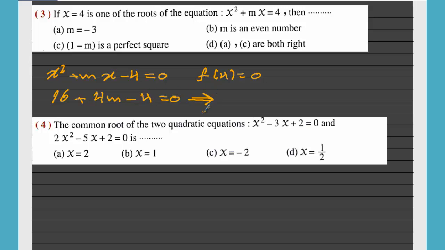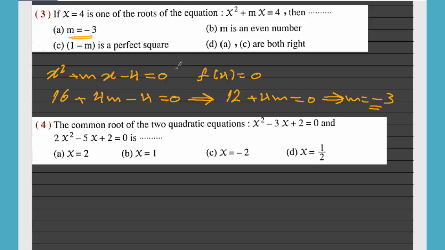It means 16 minus 4 is 12, plus 4m equals 0. So 4m equals negative 12. Negative 12 divided by 4 equals negative 3. So m equals negative 3 is a solution here.